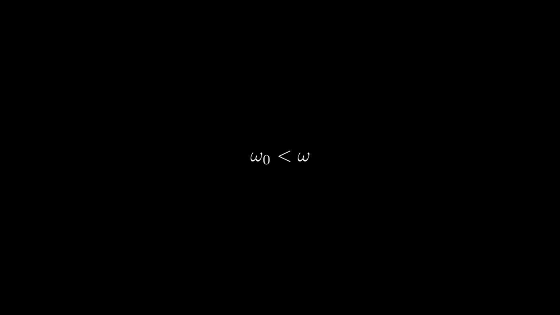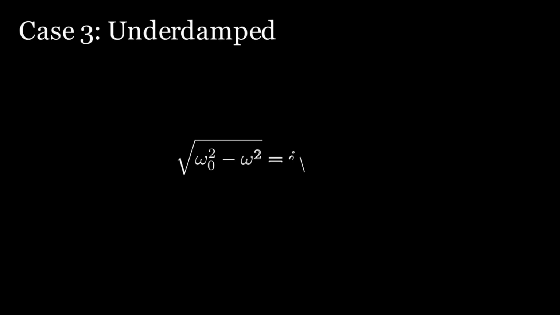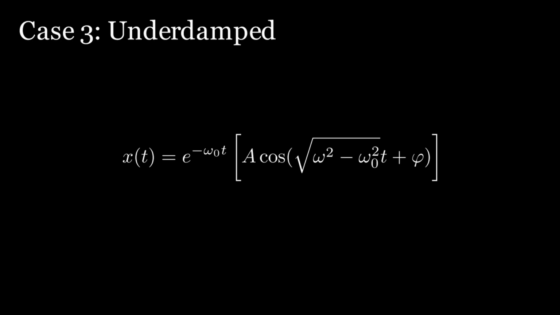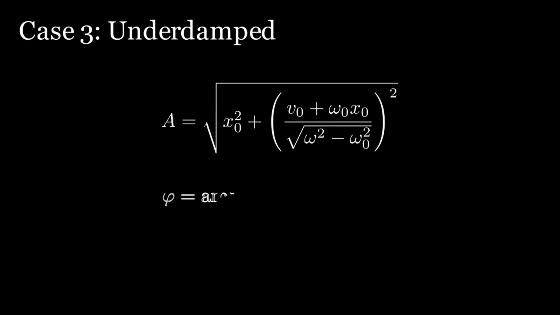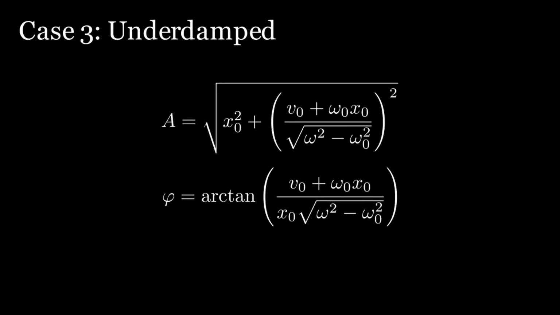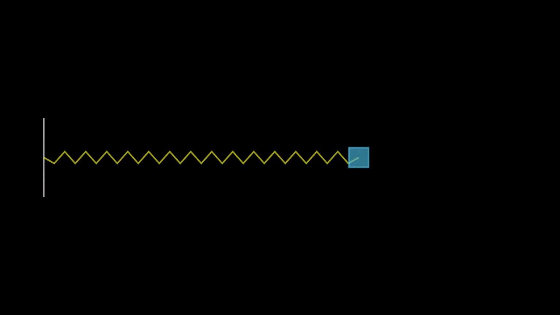The next case we have is when omega naught is less than omega. We call this case underdamped, and the square root term is actually negative, so we can factor out the square root of negative 1, also known as i. Here's the solution to this part. Here are the terms for A and phi depending on the initial conditions. And finally, here's how the spring works. It actually oscillates back and forth with a decreasing amplitude.